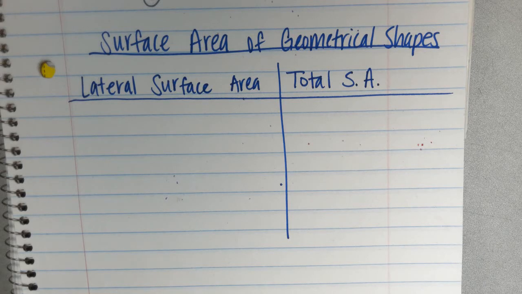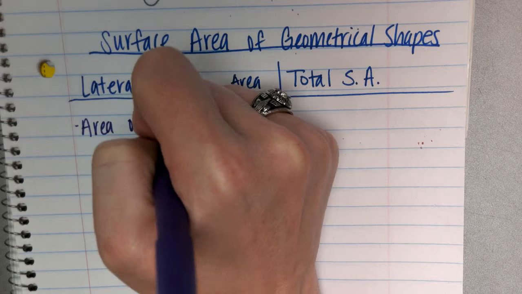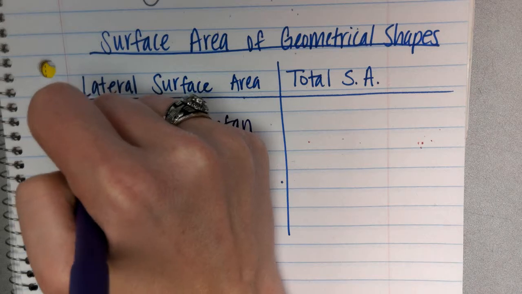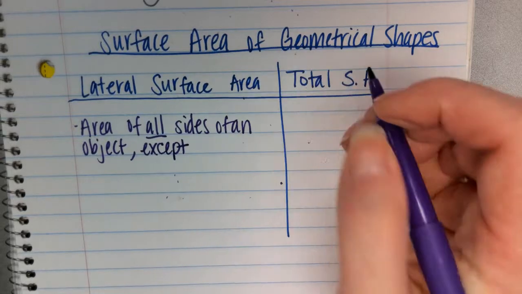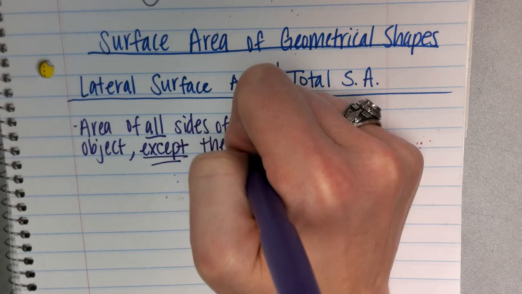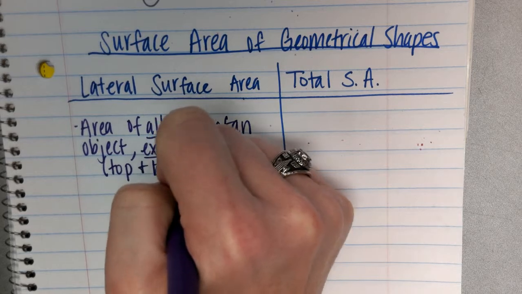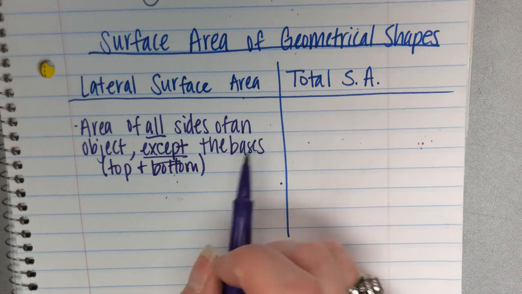So the lateral surface area, okay, here's what lateral surface area is. It's the area of all sides of an object except, just a big thing here, except the bases. So top and bottom. So it's just the sides, okay? It's not the top and the bottom.